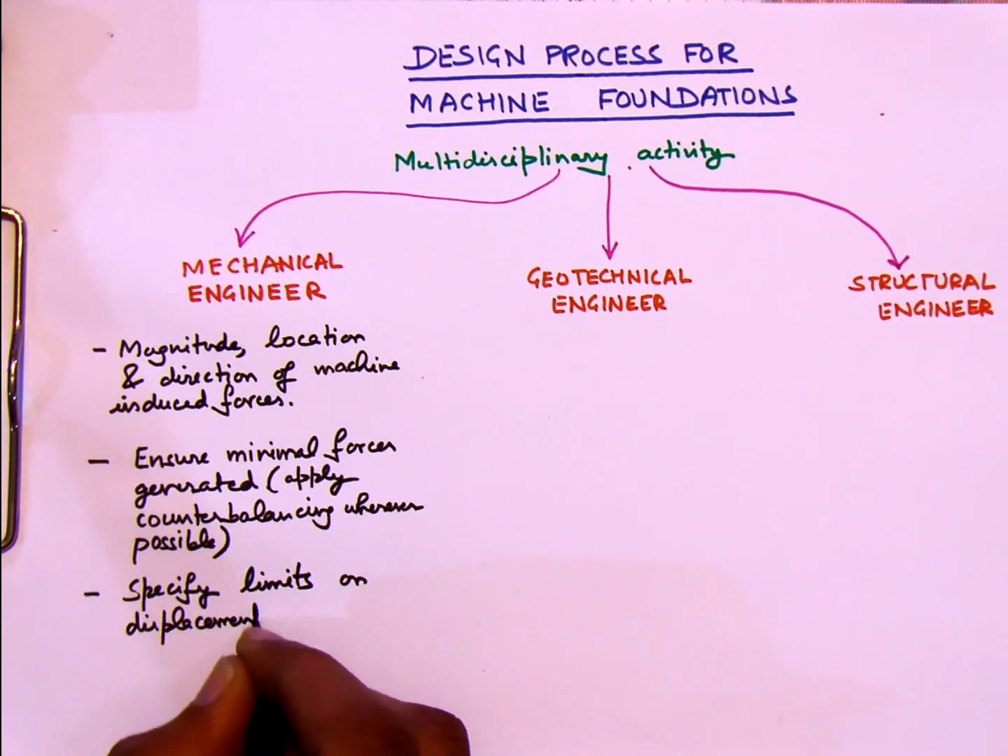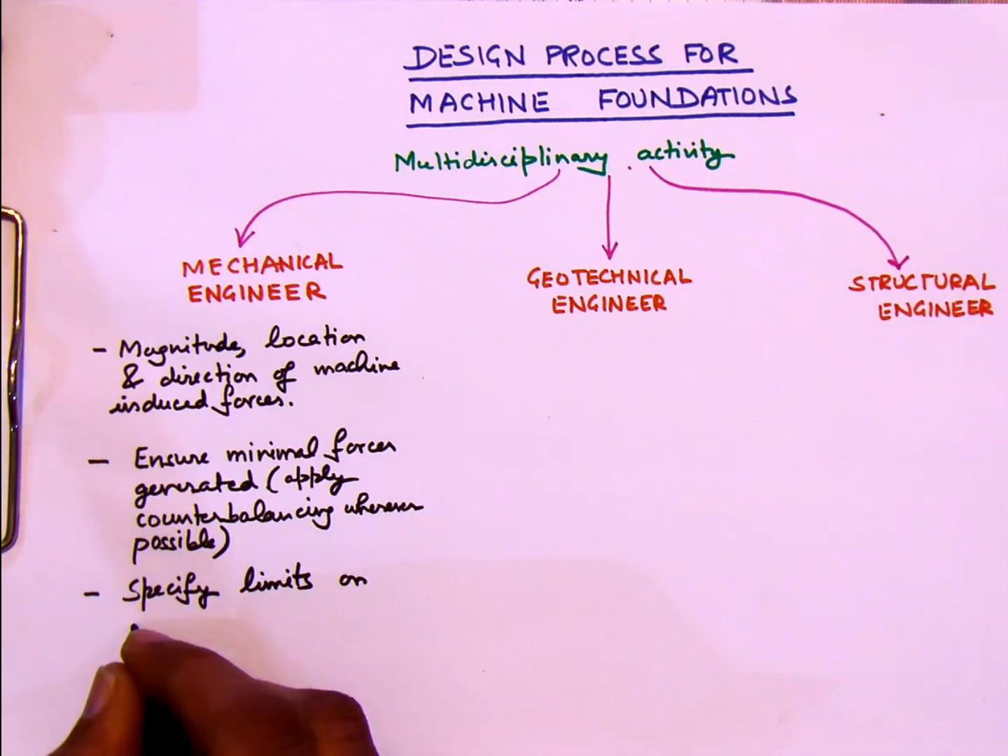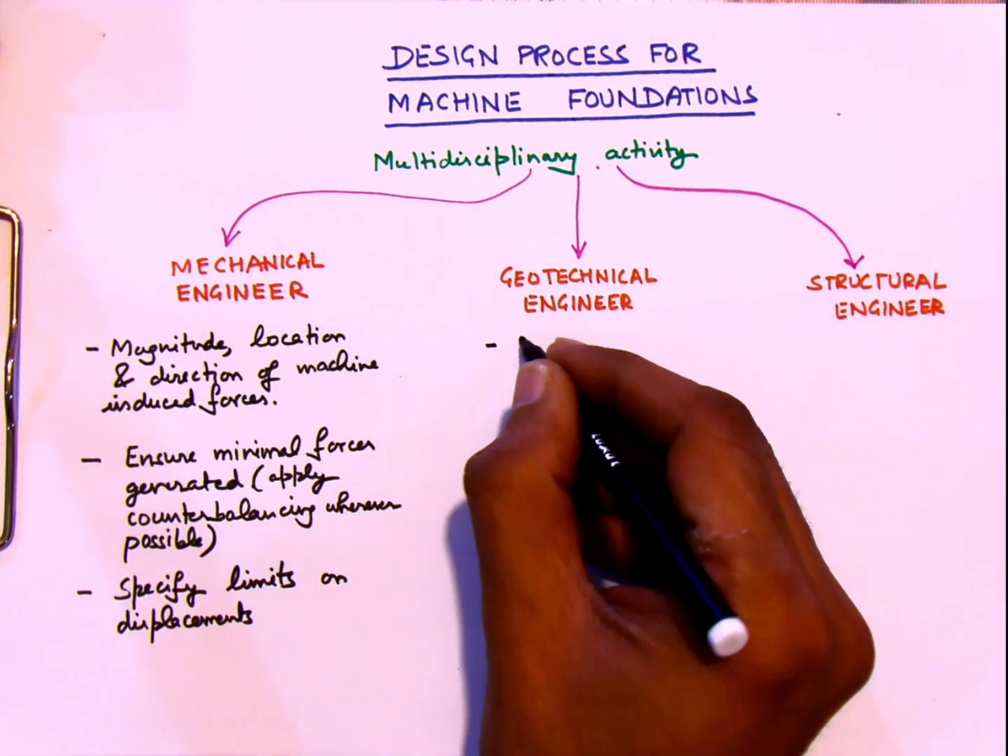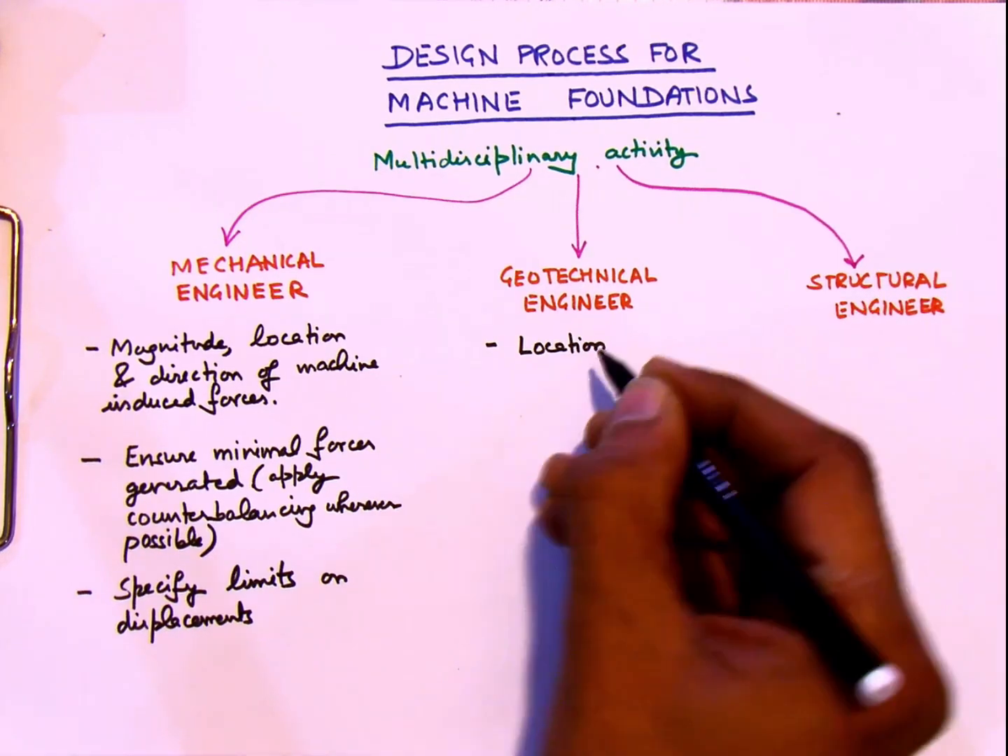And finally, the mechanical engineer also specifies the limits on the displacement amplitude which can be withstood by the machine, because all machines are sensitive to vibrations, and it's the mechanical engineer who specifies the limits on the displacements. If no limits are specified as such, then the structural engineer will just make use of the code of practice.